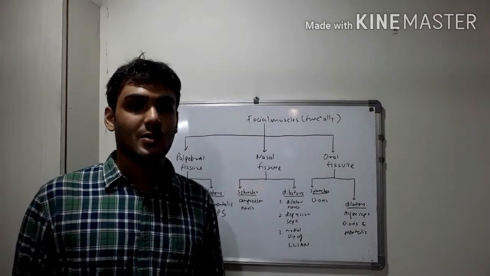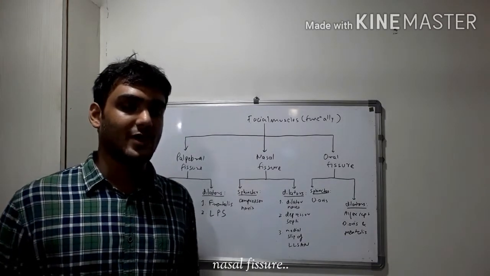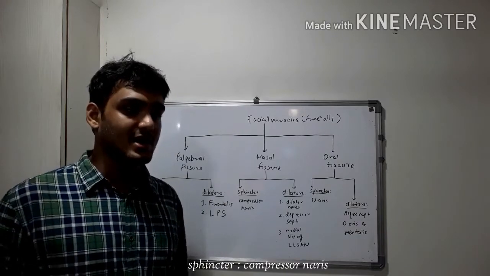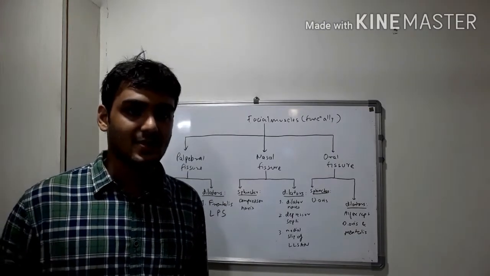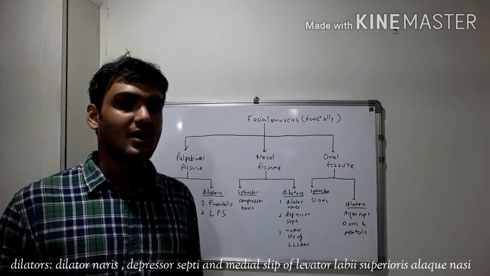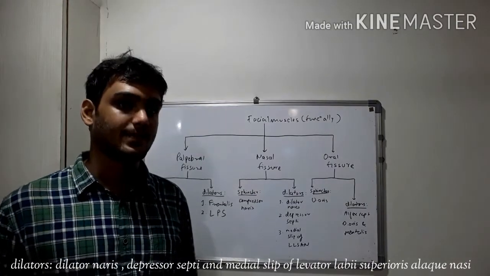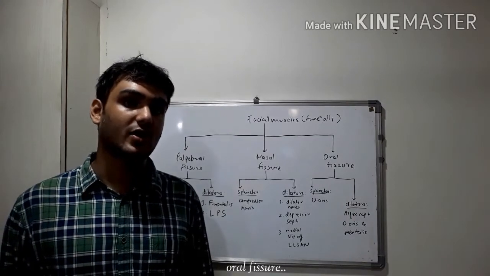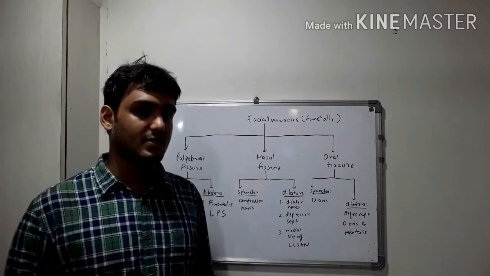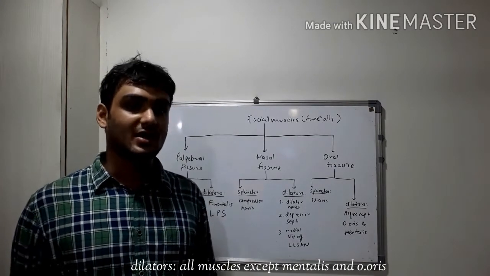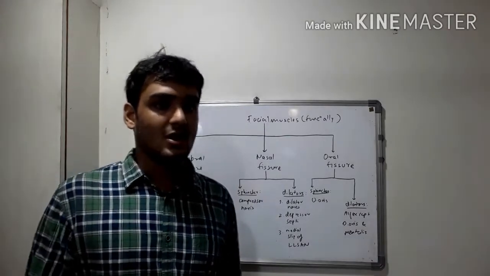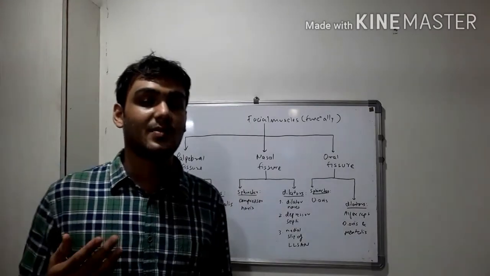Then talking about the nasal fissure, we have the compressor naris as the sphincter of this fissure, and the dilators are the dilator naris, depressor septi, and the medial slip of levator labii superioris alaeque nasi. Then talking about the oral fissure, here the sphincter is orbicularis oris, and the dilators are all the muscles pertaining to the mouth except the sphincter, that is the orbicularis oris, and the mentalis.